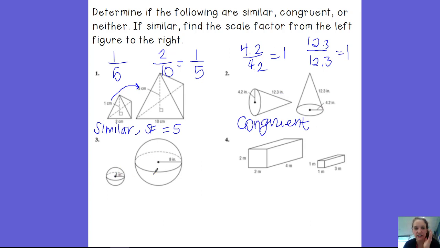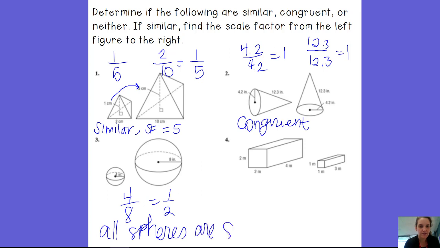Number 3, these two spheres, we only have one dimension to compare. We have the radius of the left sphere, and we can put it over the radius of the right sphere. All spheres are similar. Think of it as taking a beach ball and making it bigger or smaller. All spheres are going to be similar because they only have one dimension. So all spheres are similar. That's the big idea here for spheres. All spheres are similar to each other if you're comparing two spheres.